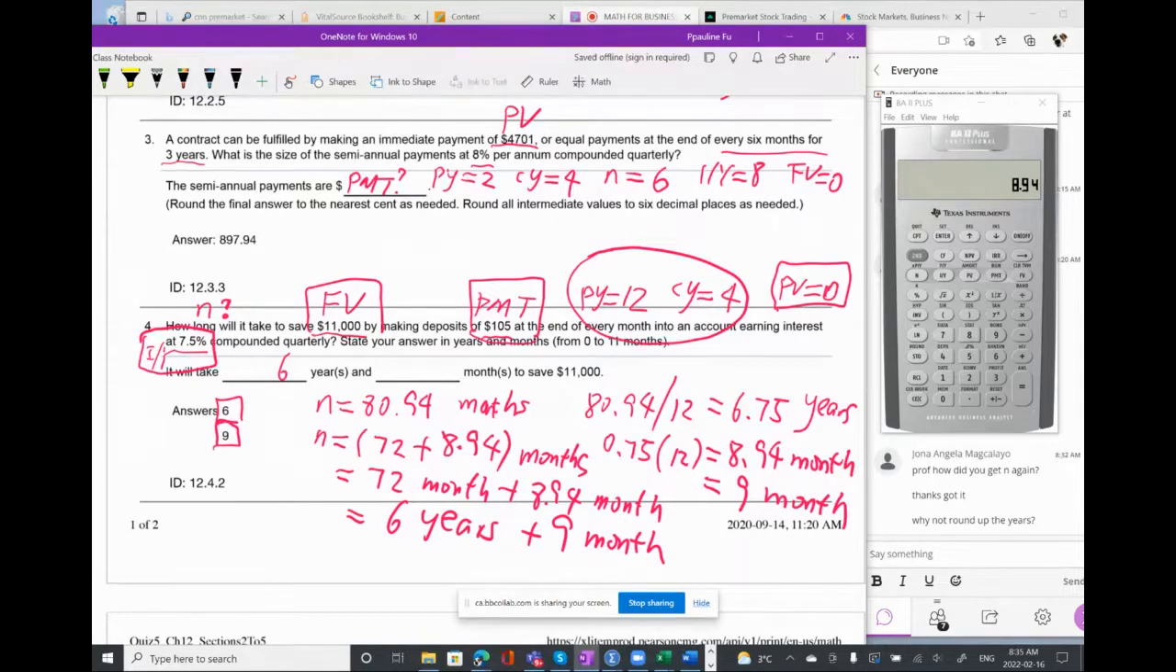Okay. The question is why not round up the years? We don't round up the years because the answer demands years and months. If the question asks you how many years, you round up, yes. But the question asks you how many years, how many months. That is the reason you cannot round up the years. Okay. Any other questions?